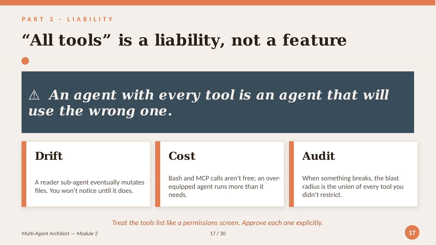Audit. When something goes wrong, and it will, the blast radius of a failure is the union of every tool you didn't restrict. If you let an agent inherit everything, your incident report has to consider everything. If you whitelist 4 tools, you only have to consider 4. Treat the tools list like a permission screen on your phone. Approve each one explicitly. Be specific. Be paranoid. The convenience of all tools is paid for in 1,000 small ways.